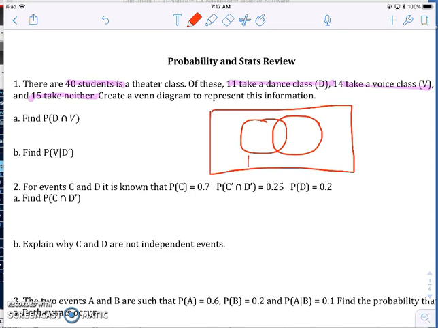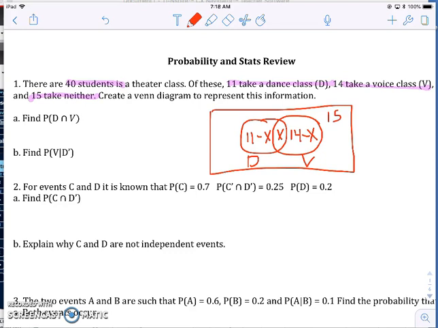We have our dance and our voice. There are 40 students in the theater, so we don't know how many are in both. 11 take dance, so this would be 11 minus x. 14 take voice, so 14 minus x. And 15 take neither. So our grand total is 40.